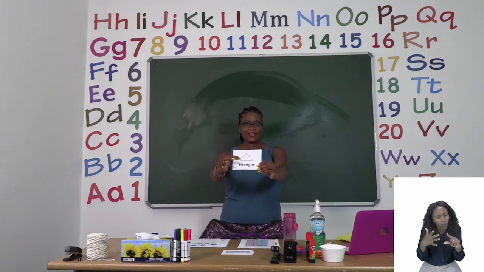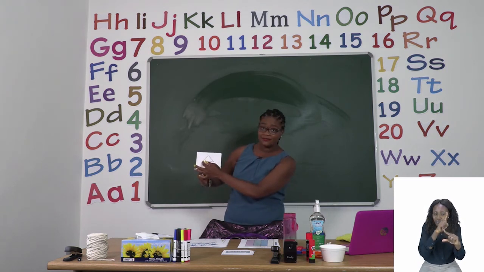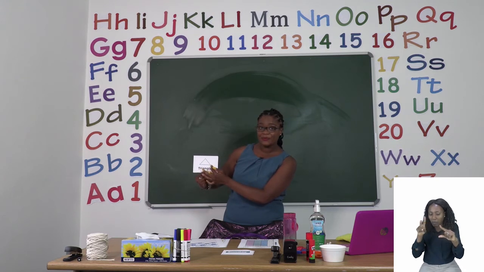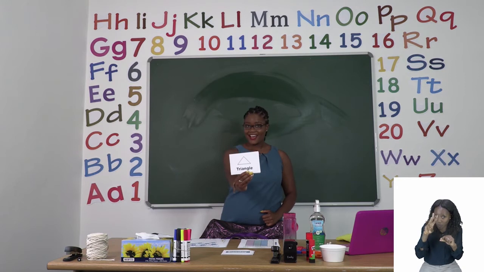So we are going to count them. Here they are. We have 1, 2, and 3. So there are 3 sides of a triangle. Let us write the answer, please.